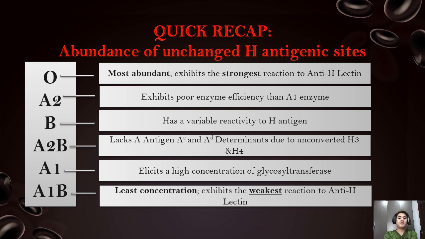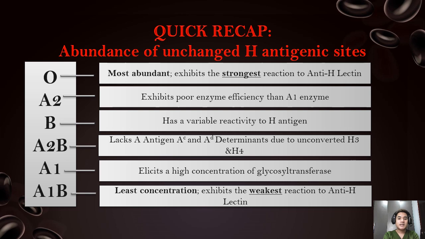Moving on with your blood group A1, since this is actually the subgroup of blood group A that elicits a high concentration of glycosyltransferases, specifically your N-acetylgalactosamine transferase, that results in converting almost all H antigenic sites available on the red cells.